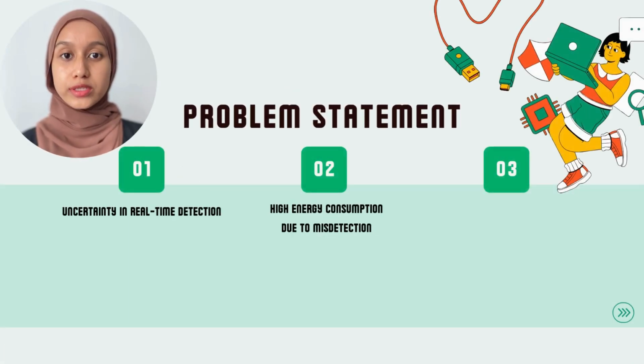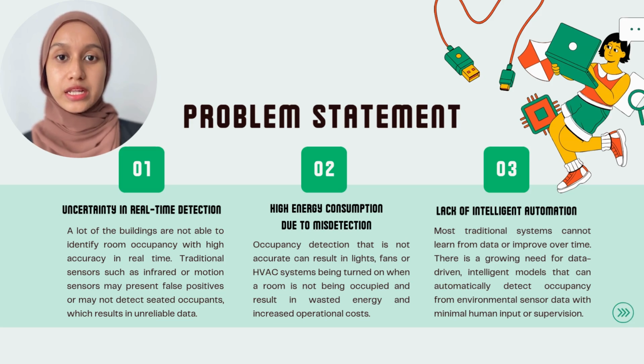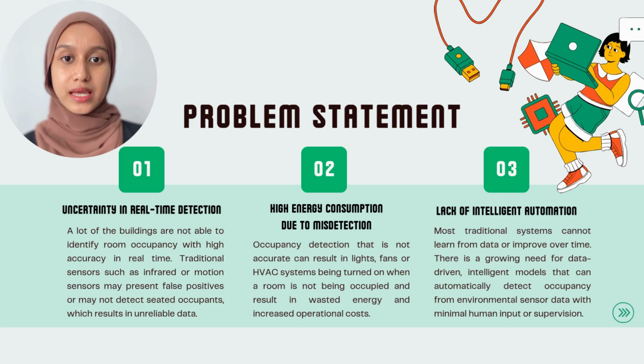Now, we are going to talk about the problem statement. The first problem statement is uncertainty in real-time detection. Buildings often can't tell if a room is really occupied. Infrared and motion sensors can be unreliable, especially if people are sitting quietly. Number 2 is high energy consumption due to misdetection. Inaccurate occupancy detection can leave lights, fans, or air conditioning on in empty rooms, wasting energy and raising costs.